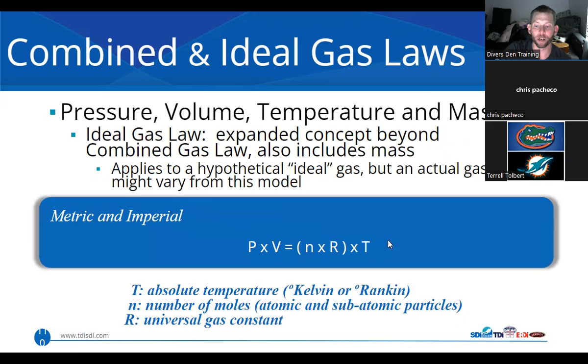All right, so PV equals nRT. N is just the number of moles. Don't worry about atomic and subatomic particles, nothing. Yet, you're not going to worry about that too much. That's just how the other thing is dissected.